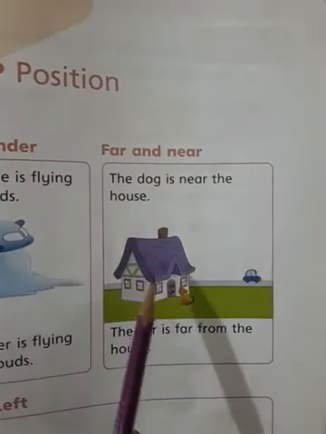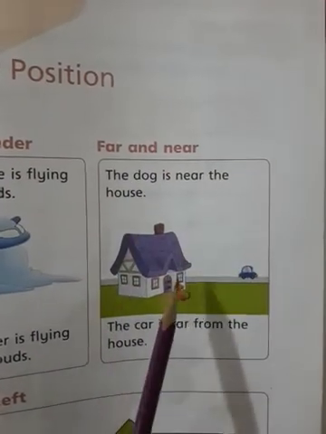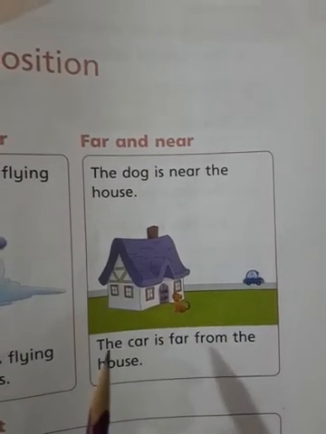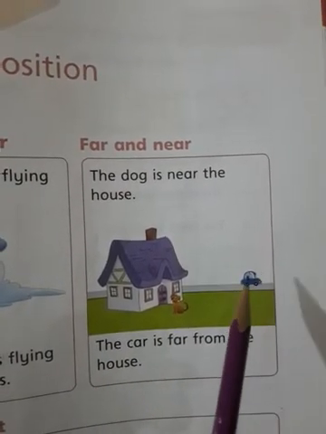Far, far, दूर. Near, करीब. The dog is near the house. Look at this. Dog is sitting near the house. Okay, the car is far from the house.